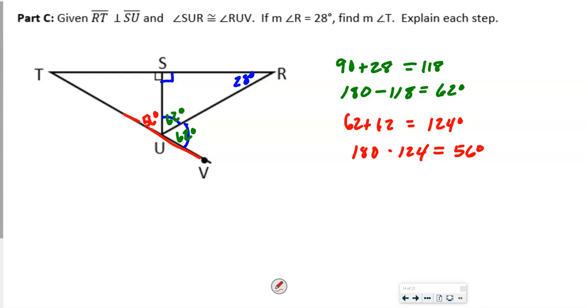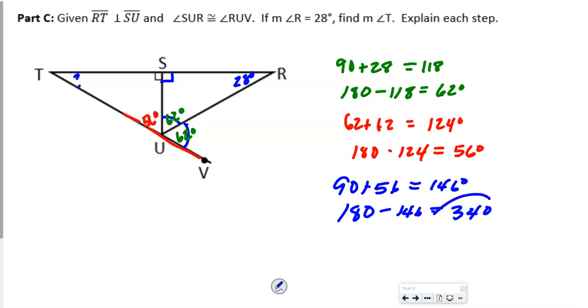So we can do the same thing on that triangle on the left to solve for angle T, right? So over here, this is the angle we're looking for. So we're going to add 90 plus 56. That's going to give us 146. And we're going to subtract that from 180. And that gives us 34 degrees. That's our answer. So a lot of different things here that you're putting together.